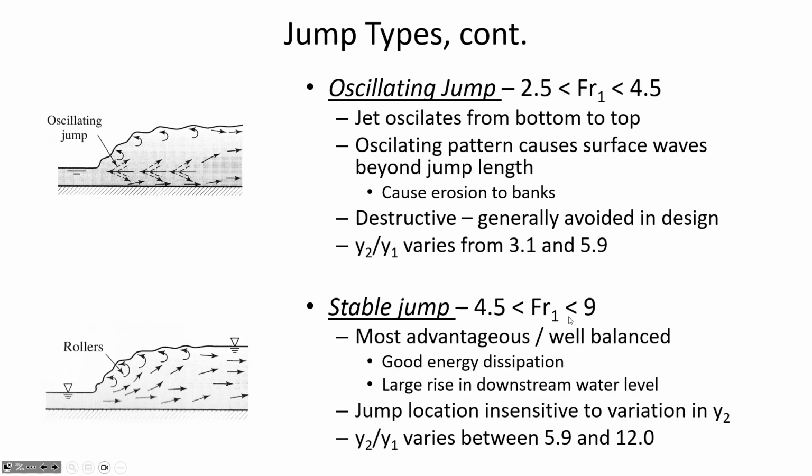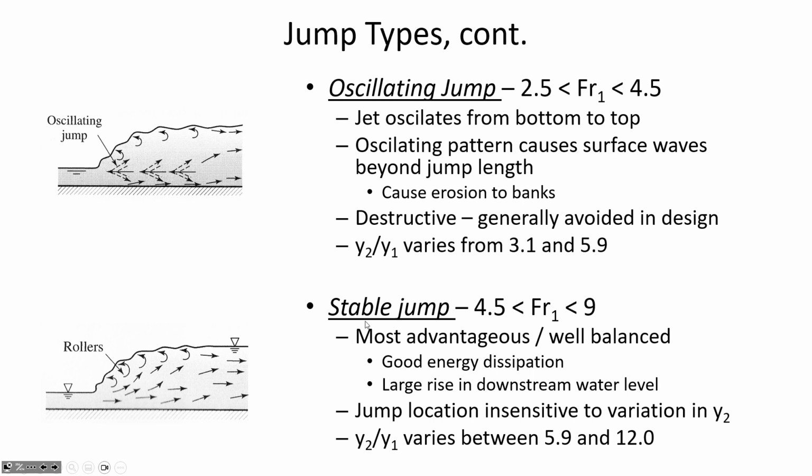Now, kind of the sweet spot is a stable jump, where the Froude number is between 4.5 and 9 upstream prior to the hydraulic jump. And why a stable jump is considered desirable is it's not having patterns of jets or velocity that head downward towards the bottom of the channel, and also the waves don't propagate downstream after the hydraulic jump has stabilized downstream. So it's considered the most advantageous and well-balanced way of dissipating energy when there's a hydraulic jump.